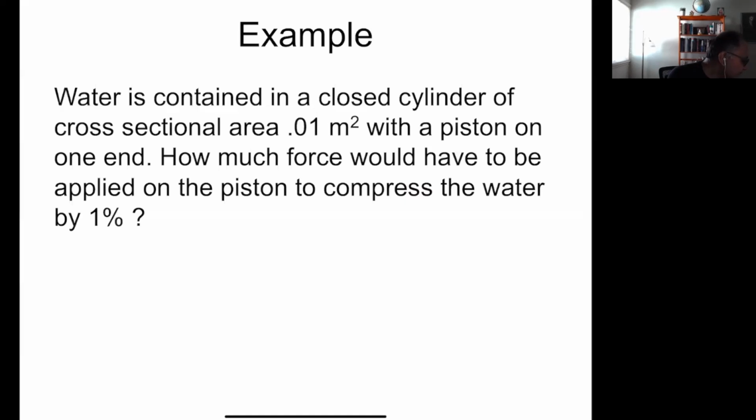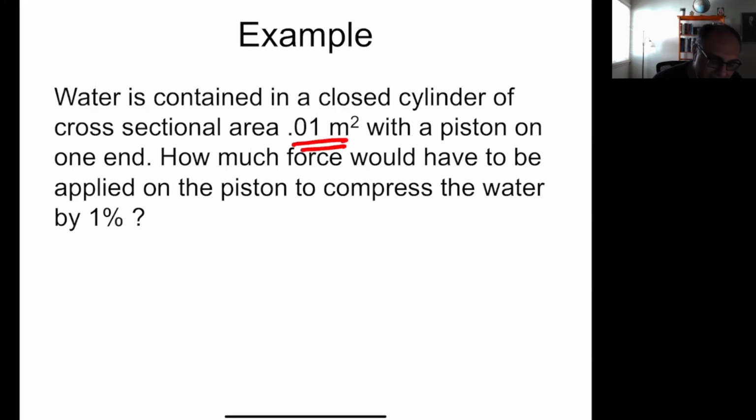This problem is just plug and chug, but it has an important practical application. All right, so what's going on here is that we have this closed cylinder with a piston on one end. So you can just think of this as a syringe, right? In fact, I looked up the diameter of a syringe. It's about 1 centimeter square, and that's where I got that number.